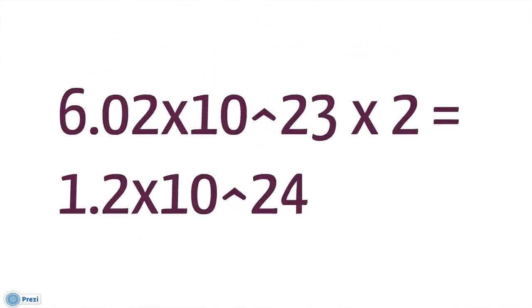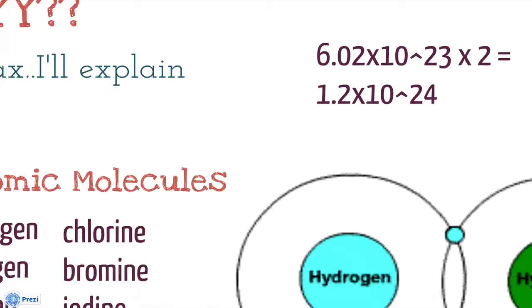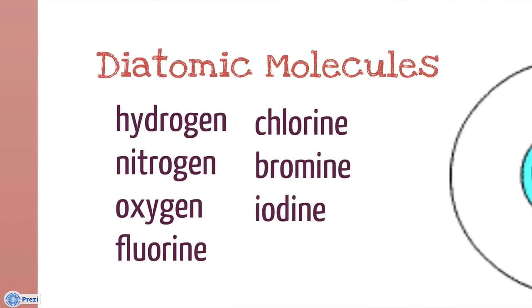How did we get this? We just multiplied 6.02 times 10 to the power of 23 by 2 because we know that there are double the amount of hydrogen atoms in 1 mole of hydrogen gas. These exceptions are called diatomic molecules, and they include hydrogen, nitrogen, oxygen, fluorine, chlorine, bromine, and iodine gas.